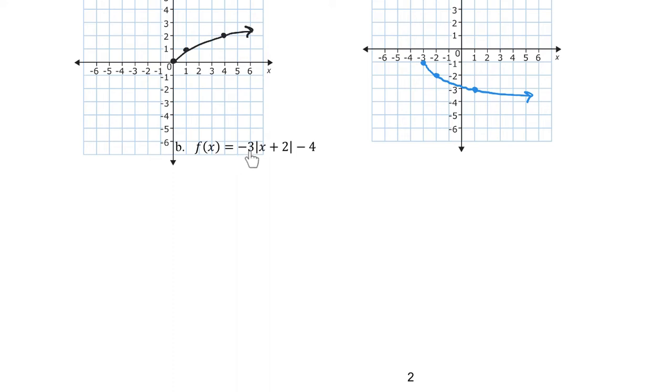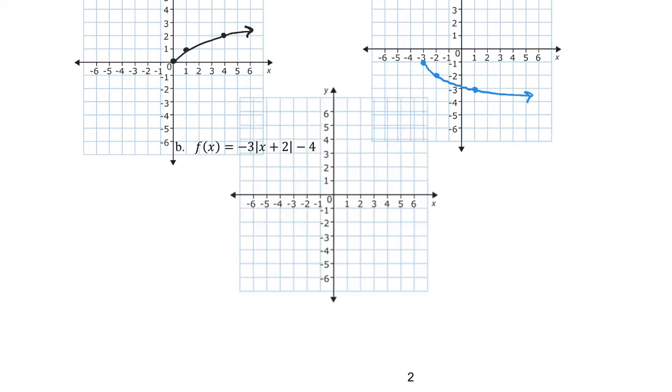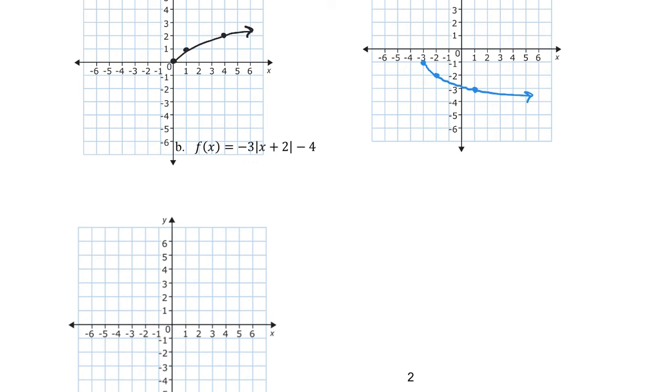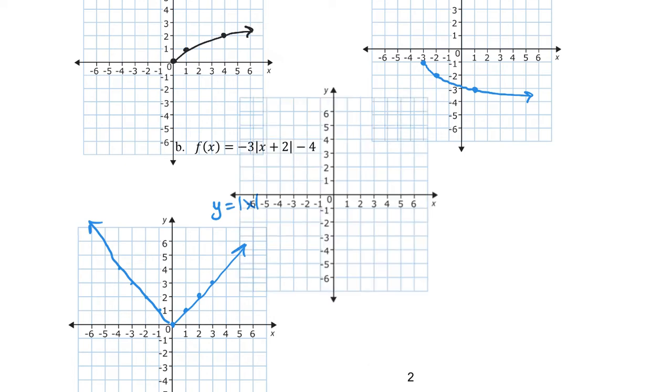Because of that 3. Well, let's see. Maybe we're going to have to decide now. Let's see what the graph looks like. So the normal absolute value with no transformations, just y equals the absolute value of x, has a vertex at (0, 0), and a slope of 1 going in that direction, a slope of -1 going in this direction. So there's absolute value of x. What we need to do now is, with transformations, what happens?